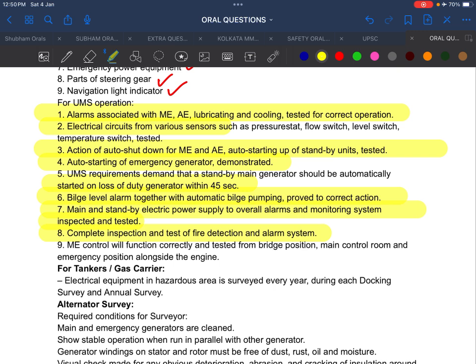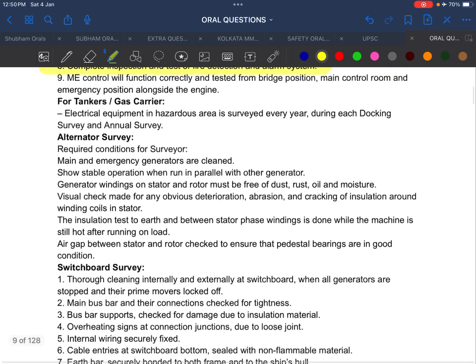Main control room and emergency position along the engine. And for tankers, there are certain more checks, like electrical equipment in the hazardous area surveyed every year during each docking survey and annual survey. I already talked about the Zener diode before. Zener diode is used in the hazardous area. So these are the electrical equipments which are in the hazardous area. They already check the hazardous area.